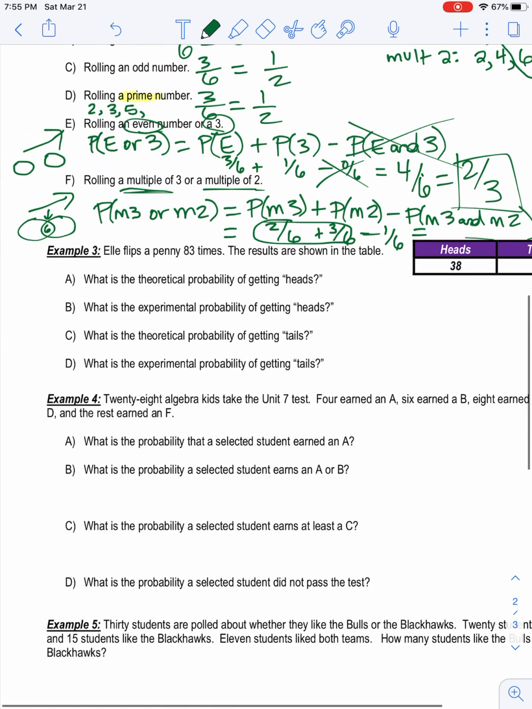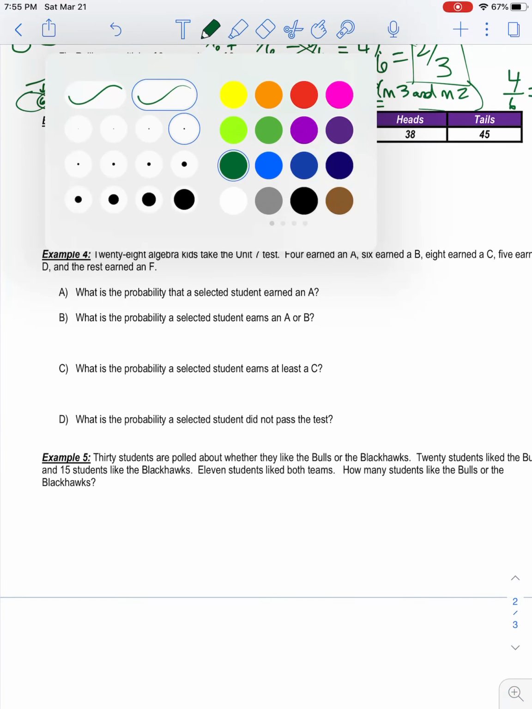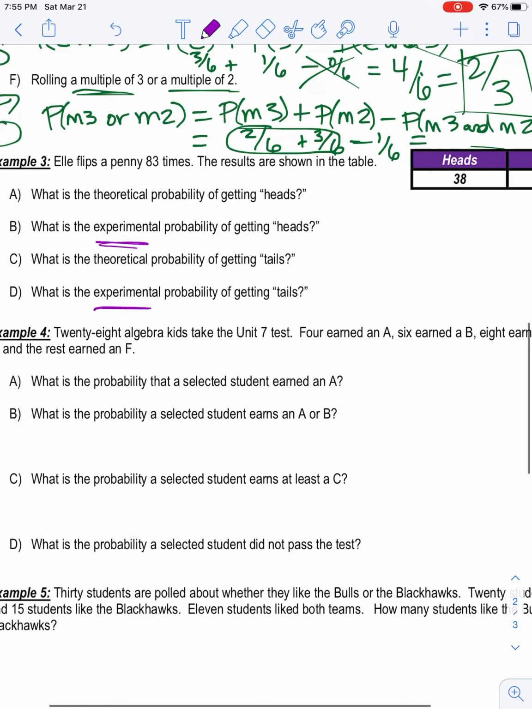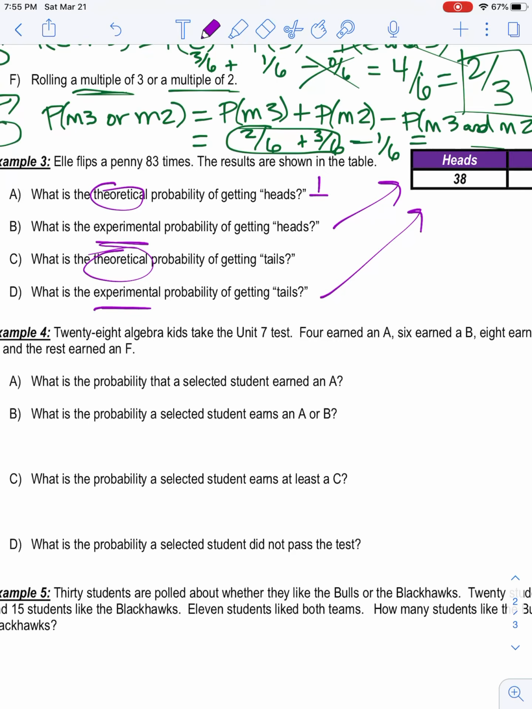All right, it looks like we have 3 more examples to go here. So if we take a look at example 3, it says that L flips a penny 83 times. The results are shown in the table. We want to know the theoretical probability and experimental probability of certain outcomes. Experimental is where we're looking at this table. Theoretical is where we're just thinking, if I flip a coin, what would I expect to happen? So the probability of getting heads, theoretically, is 1/2, or 0.5, or 50%.